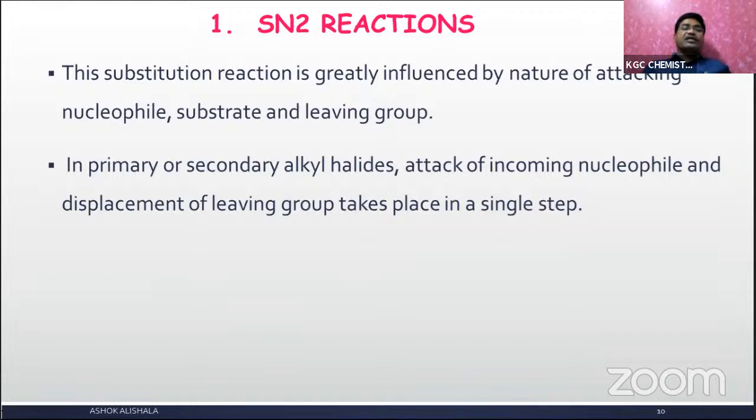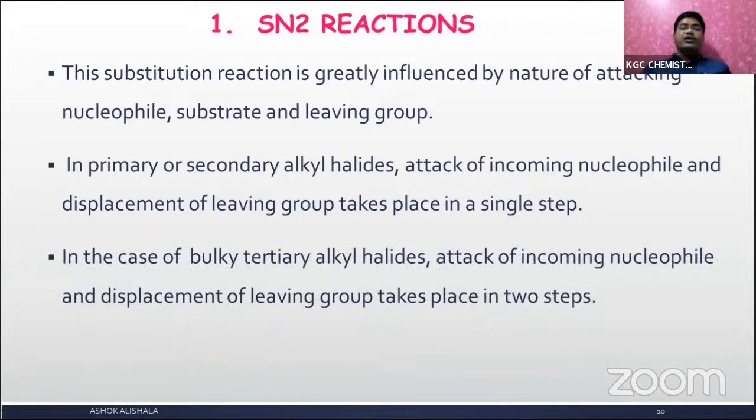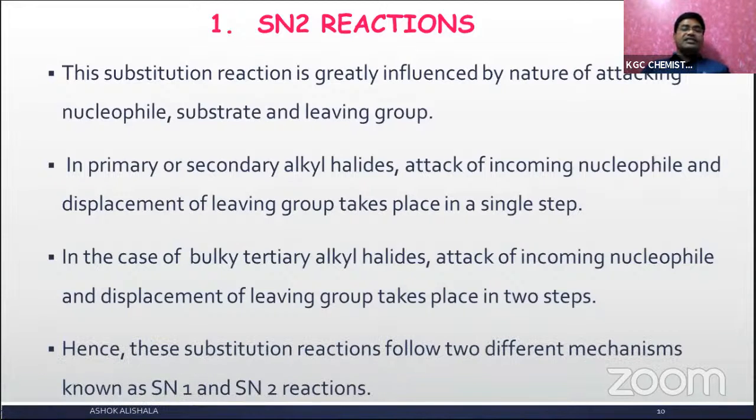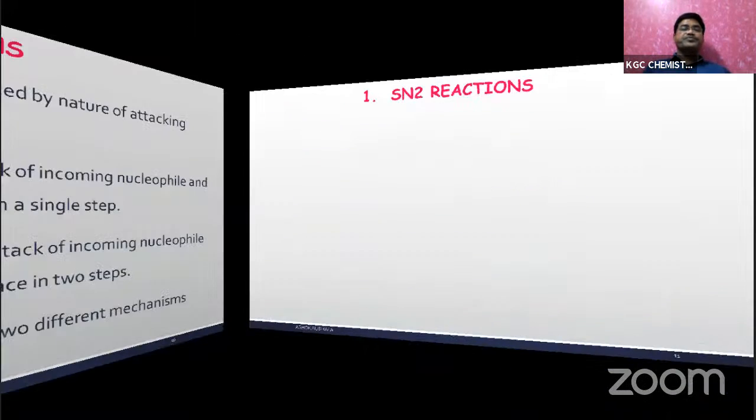In primary or secondary alkyl halides, attack of the incoming nucleophile and displacement of the leaving group takes place in a single step. In the case of bulky tertiary alkyl halides, attack of the incoming nucleophile and displacement of the leaving group takes place in two steps. Hence, these substitution reactions follow two different mechanisms known as SN1 reaction and SN2 reaction.